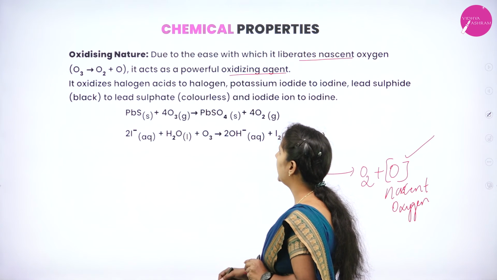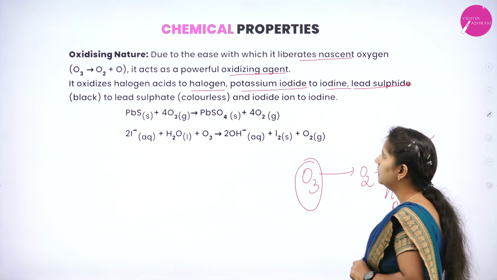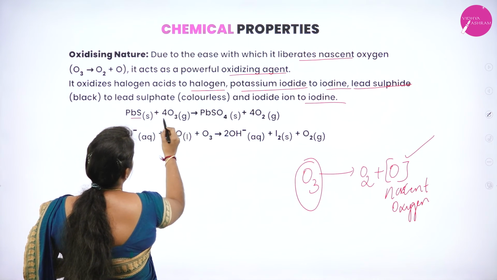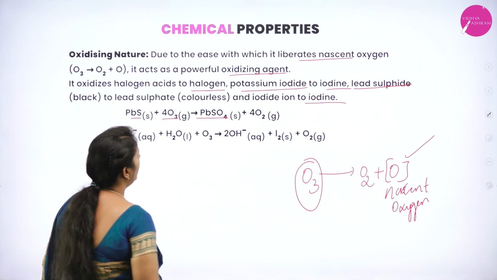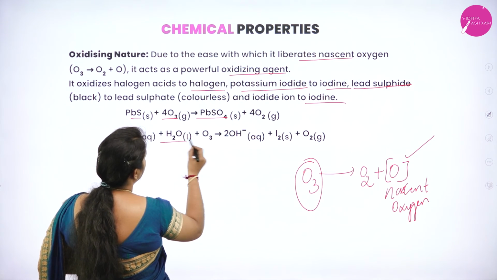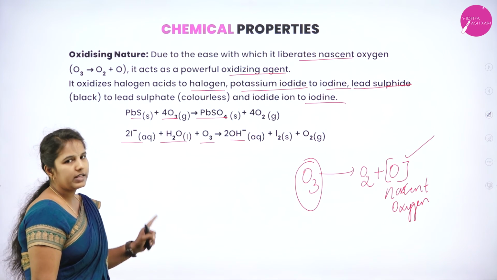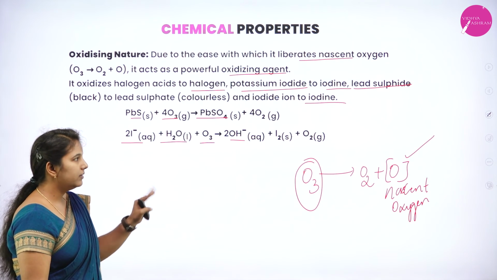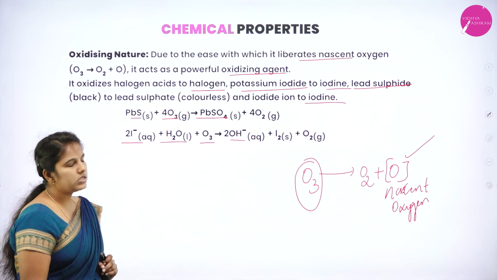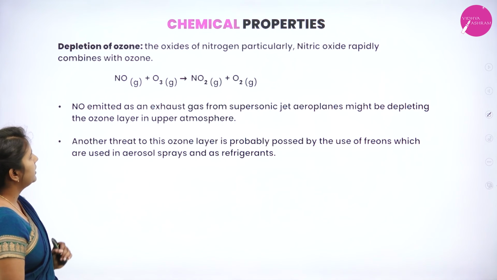It oxidizes halogen acids to give halogen, potassium iodide to iodine, lead sulfide to lead sulfate, and iodide to iodine. You can see that lead sulfide, upon reaction with ozone, gives lead sulfate with the release of dioxygen. Similarly, iodide can react with water in the presence of ozone. It gives OH minus, iodine as well as O2, that is dioxygen. This indicates that it can easily react with halogens as well as with some compounds such as lead sulfide, etc.